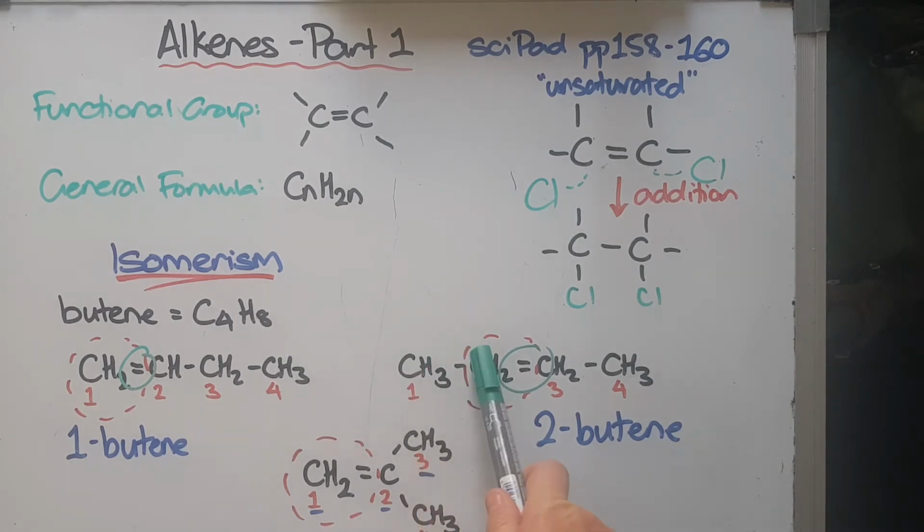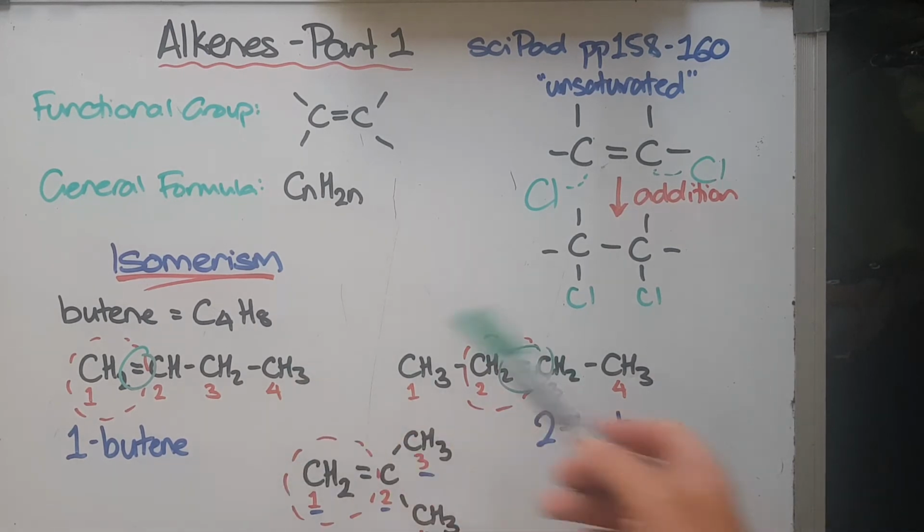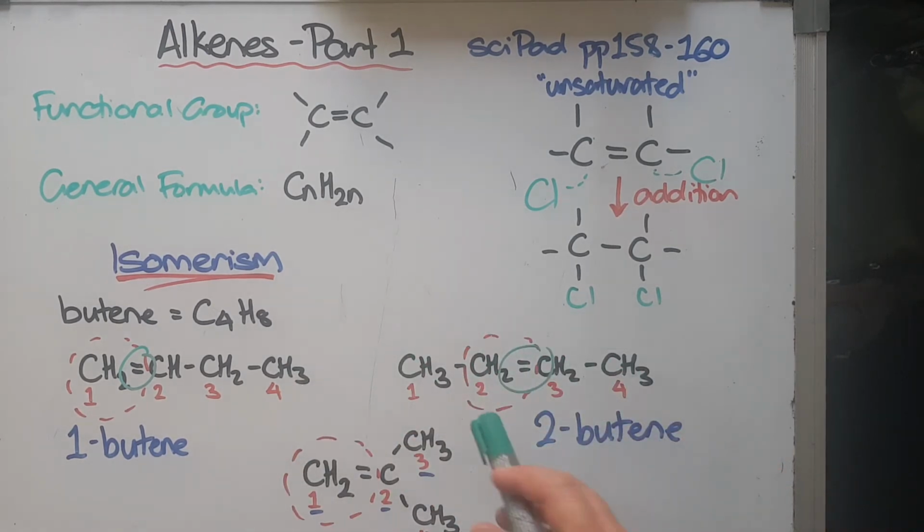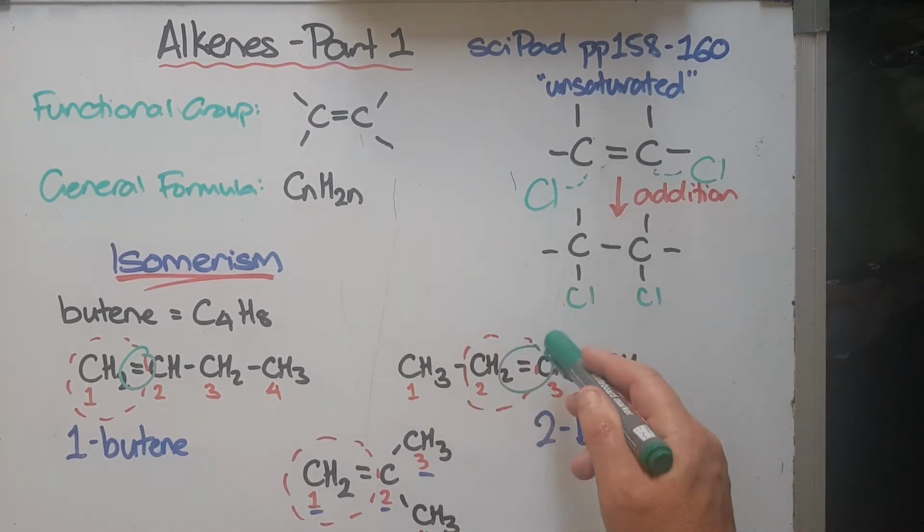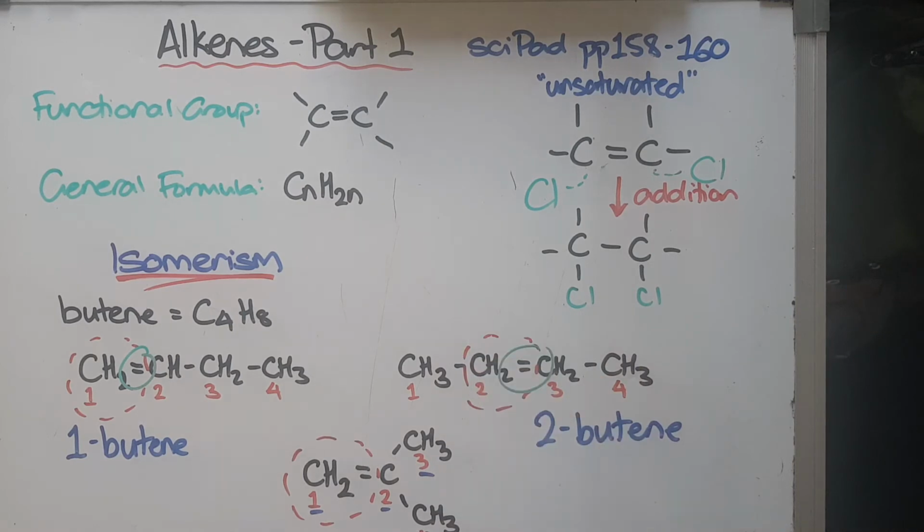Here I could go 1, 2, 3, 4, or 1, 2, 3, 4. No matter which way I number it, actually, it's in the middle, so it's going to be on carbon number 2 and 3. If I numbered it the other way, 1, 2, 3, 4, it's still between 2 and 3. So again, I choose the lower of those 2 numbers, and I call it 2-butene, because it's on carbon number 2, between 2 and 3.